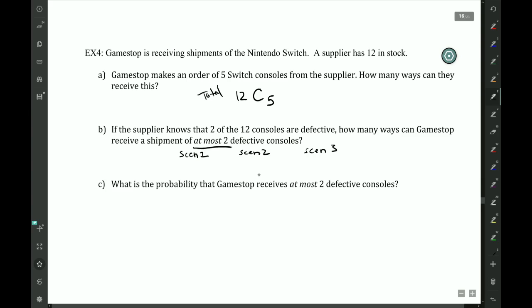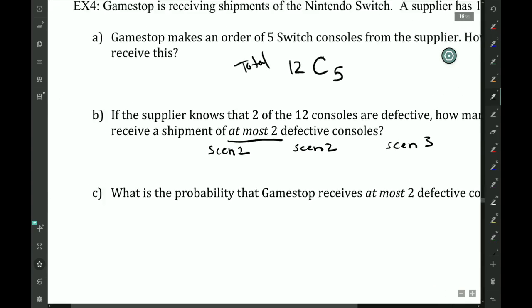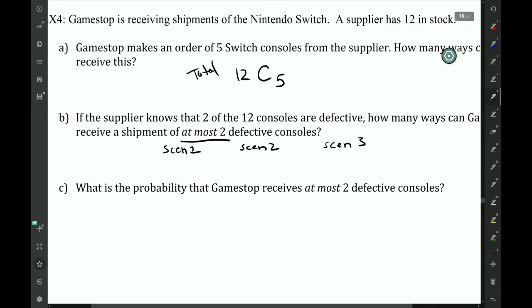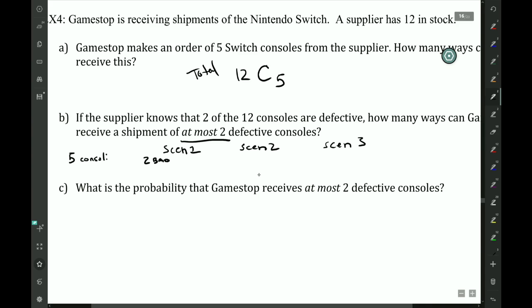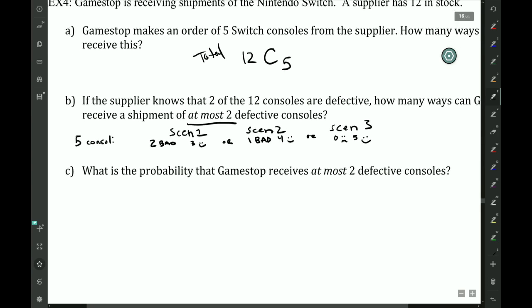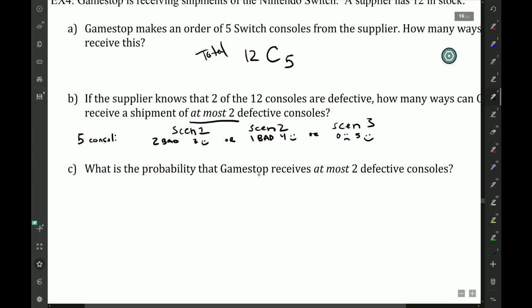Here we go. Scenario 1, if we are receiving 5 consoles, and I want at most 2 to be defective, I could have 2 bad and 3 good. Or I could have 1 bad and 4 good. Or I could have 0 bad and 5 good. Similar to before.